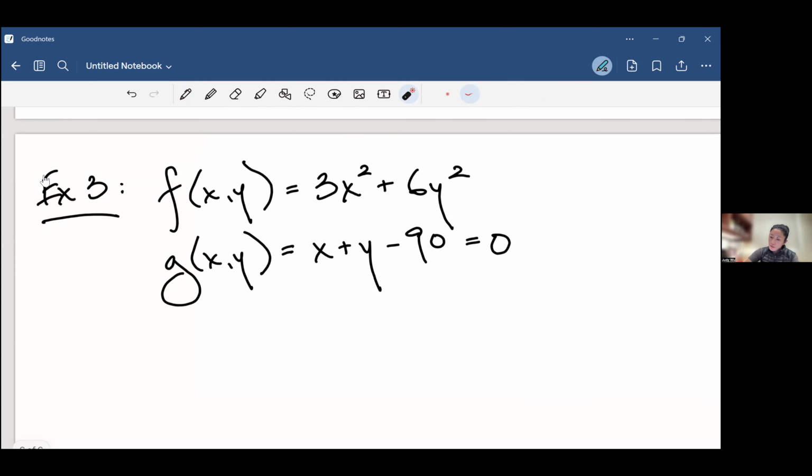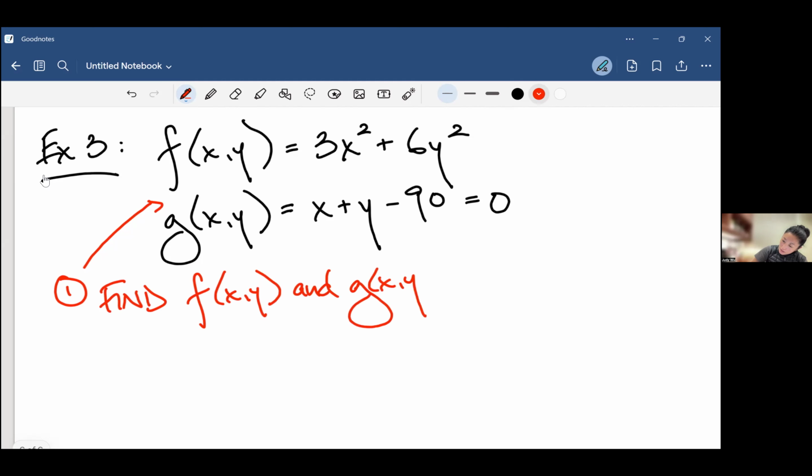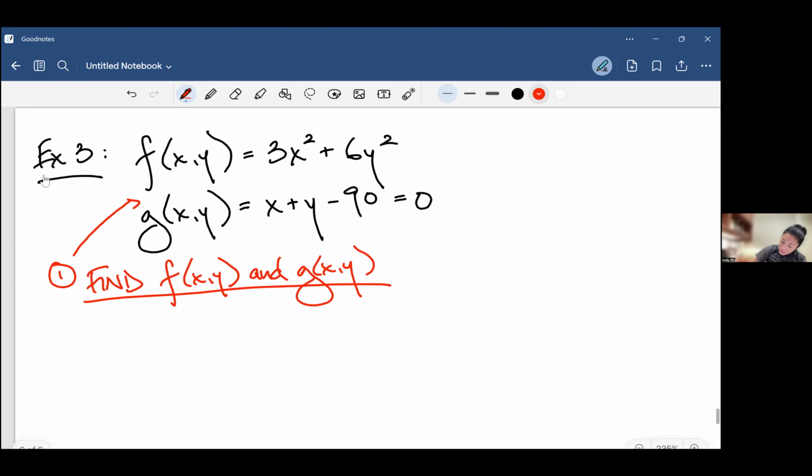Now, I'll try to go through these the same way that we did in our lecture video, so that they're the same sort of steps. If we think back to using Lagrange multipliers, the first thing we needed to do was what we did right here, which is find our f of x, y and our g of x, y. So we already found that.